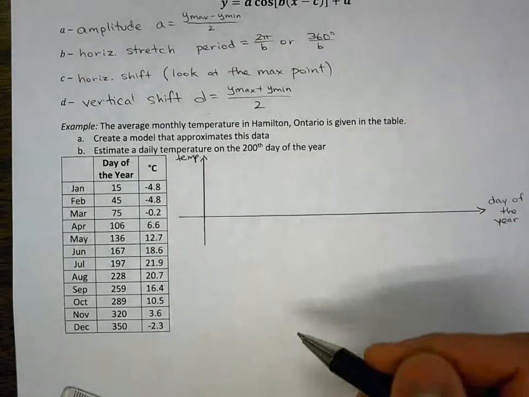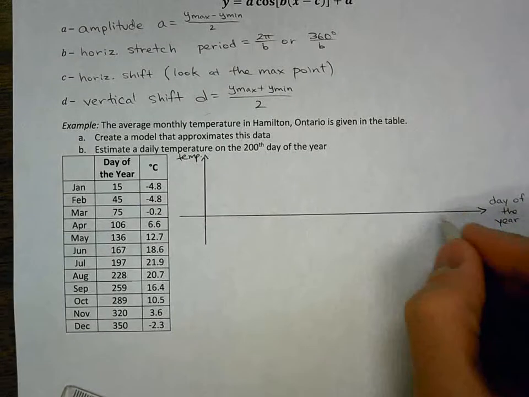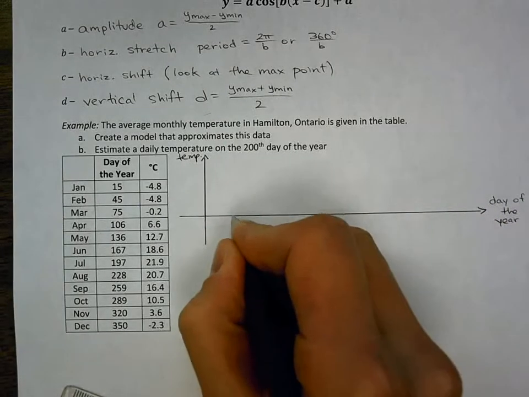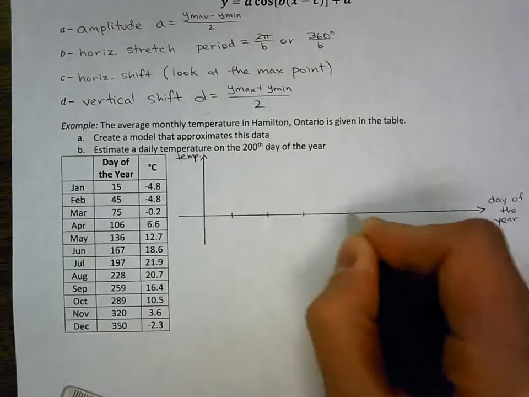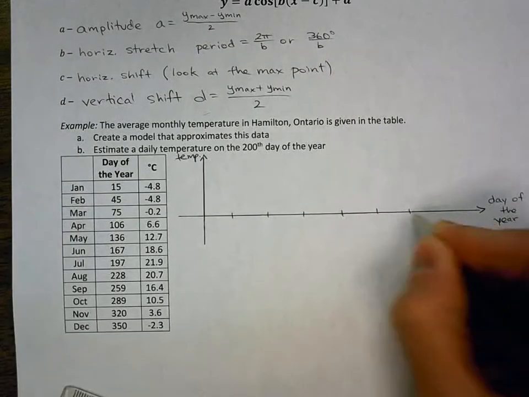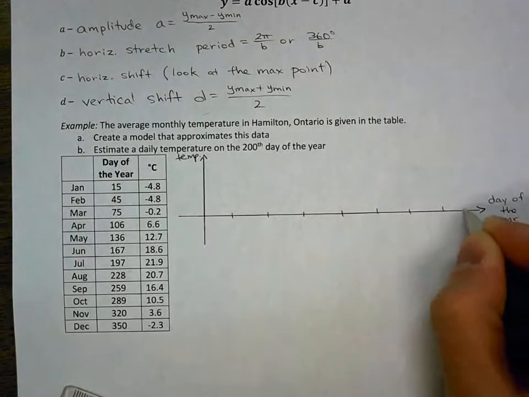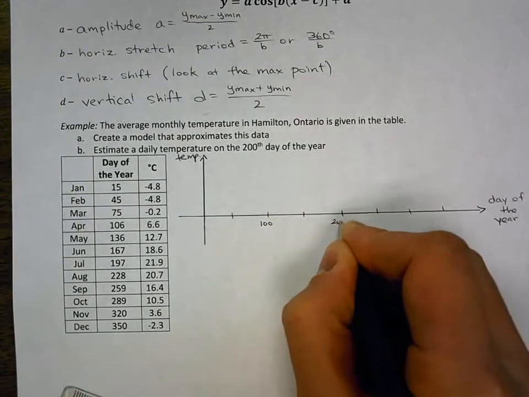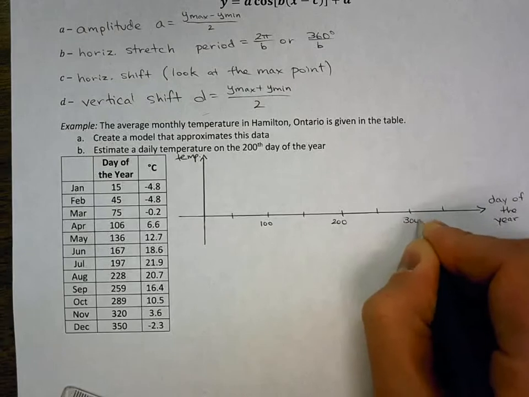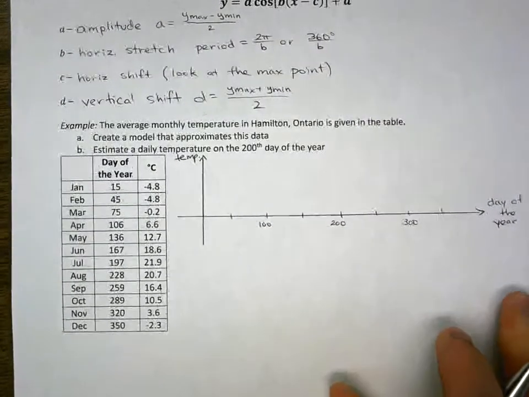Now, there are 365 days of the year, so this is going to go up to 365. So let's go 100. Yeah, let's do 50, 100, 150, 200, 250, 300, 350, so it'd be something like that. Day 100, day 200, day 300. This is just a sketch after all.